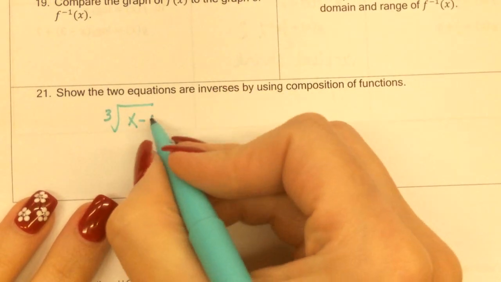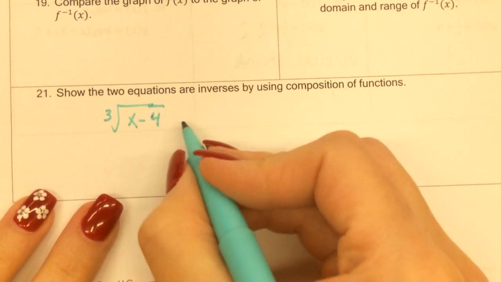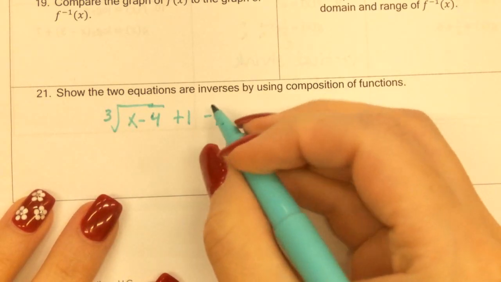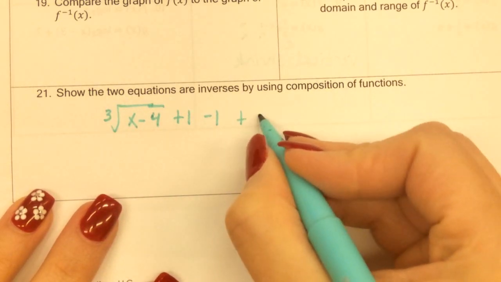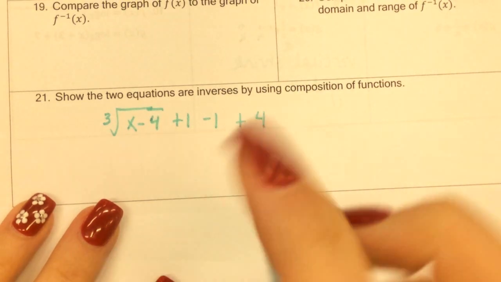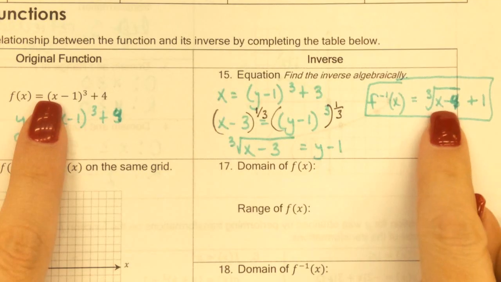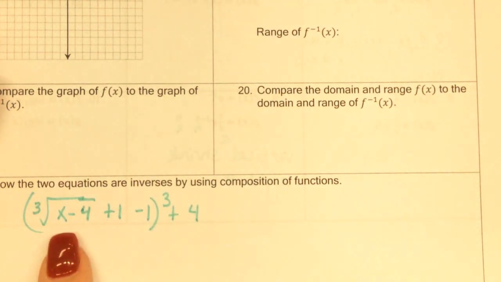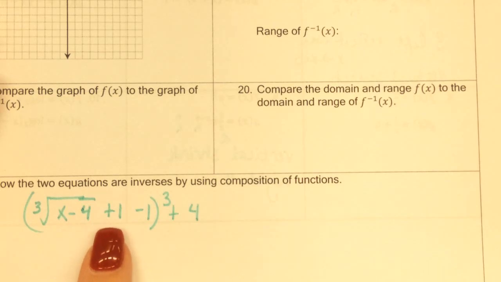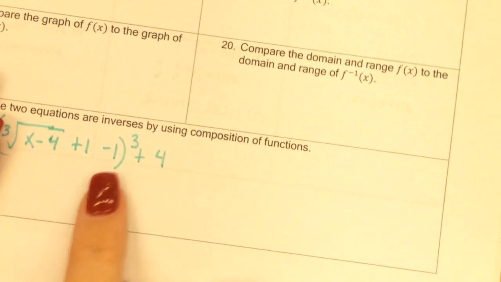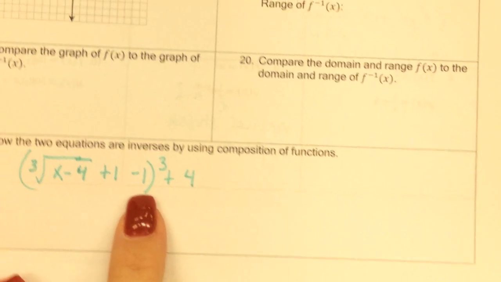Okay. So when I write this down here, plus 1 minus 1 plus 4. Okay, so what I'm doing is I'm taking all of this and I'm plugging this back in here. So for x, instead of x, I put the cube root of x minus 4 plus 1. And then we also had that minus 1, so that's why there's a minus 1 right there. And then we have the cube plus 4.